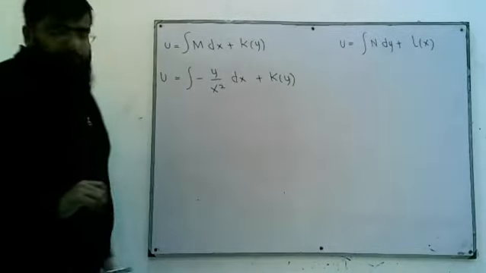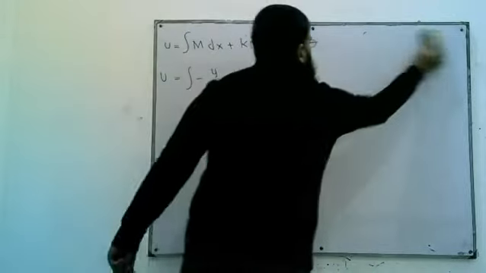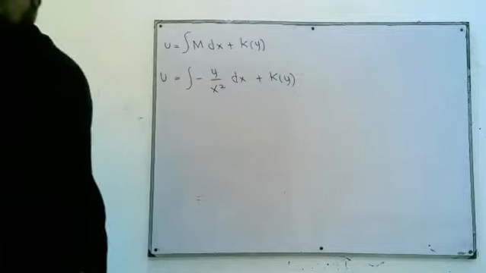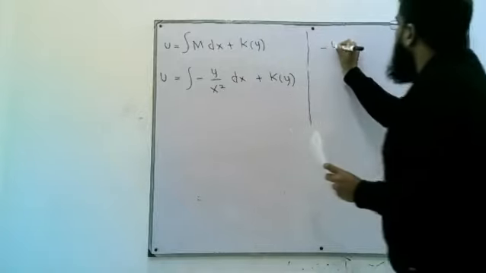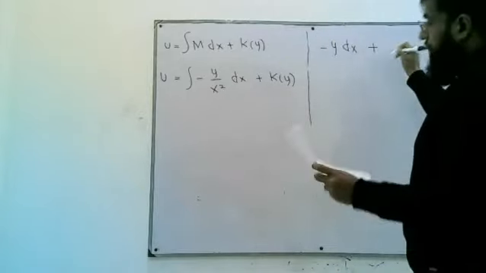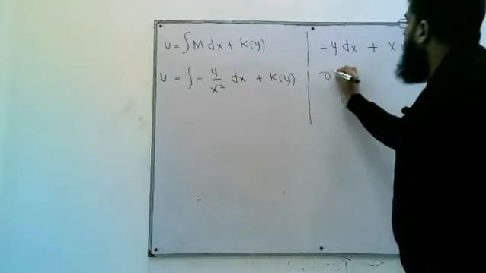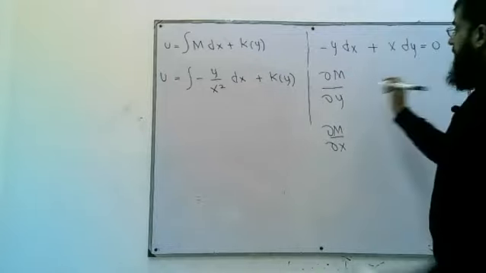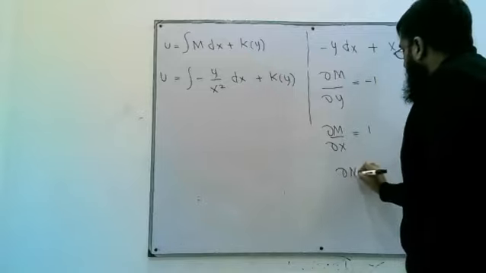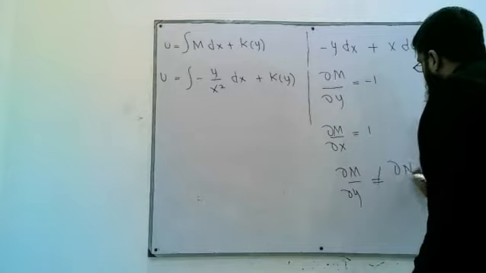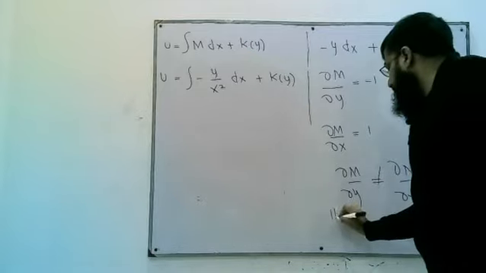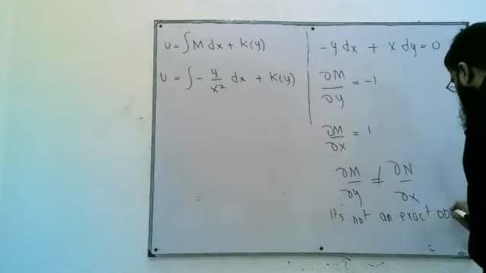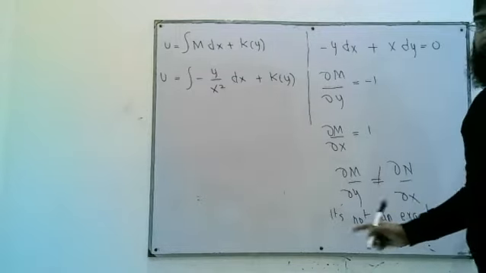So we are solving an equation where we were given a differential equation like this. This equals minus y dx plus x dy. And if we compute partial m over partial y and partial n over partial x, it comes out to be minus 1, and this is 1. So partial m over partial y isn't equal to partial n over partial x. This means it's not an exact ODE.